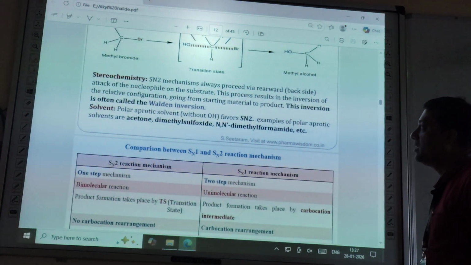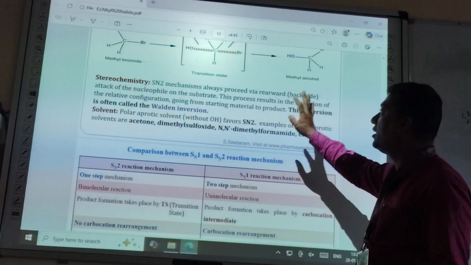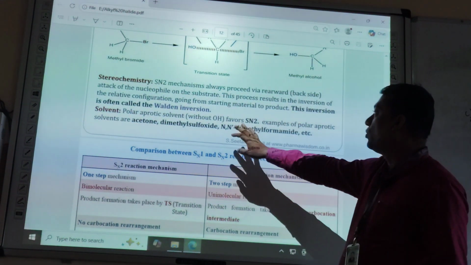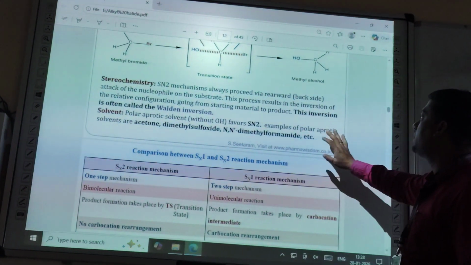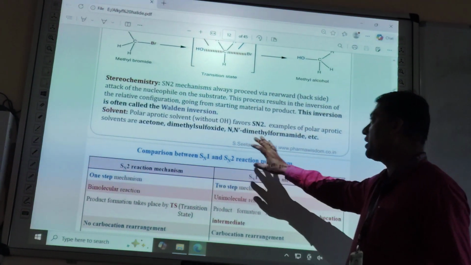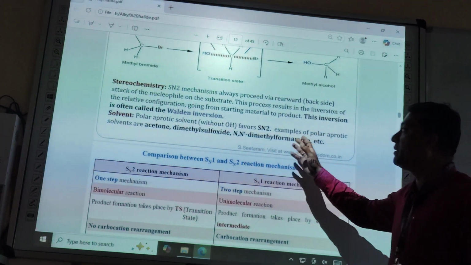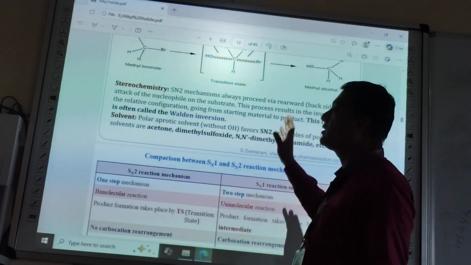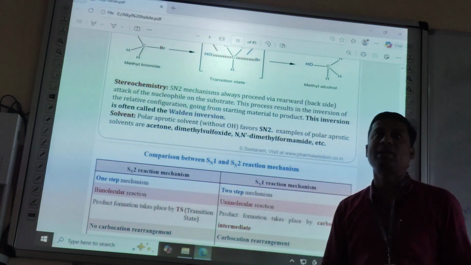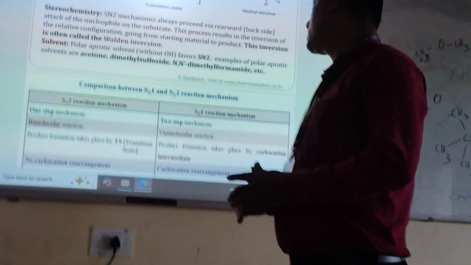Then solvent. Polar aprotic solvents are used in the case of the SN2 reaction. Examples of polar aprotic solvents are acetone, dimethyl sulfoxide, N,N-dimethylformamide, etc. These solvents favor the SN2 reaction. But in the case of SN1, water is used as the solvent. Okay, this is all.